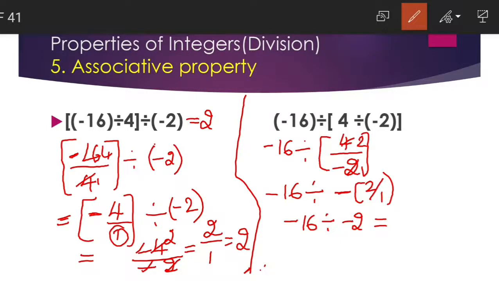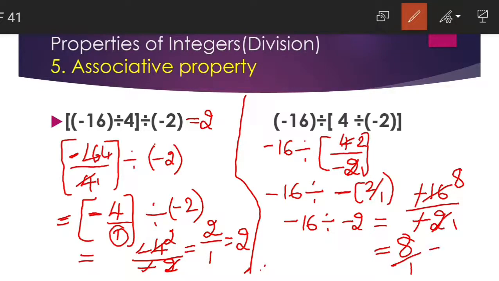So minus 16 divided by minus 2 we get. How can we write this? That is minus 16 in numerator by minus 2 in denominator. Once again minus minus will get cancelled. 2 ones are 2, eights are 16. That means we are getting 8 by 1, and 8 by 1 is nothing but 8. So here the result is 8.